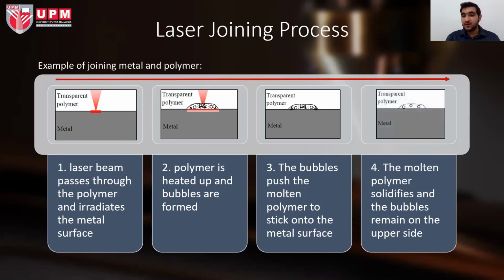And in the fourth and final stage, the molten polymer solidifies and the bubbles remain on the upper side. In theory, the number of bubbles actually identifies how strong the joint between the polymer and metal can be. And so this was a very in-depth look at what happens when we laser two materials together.